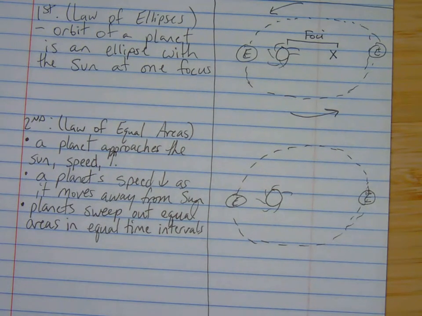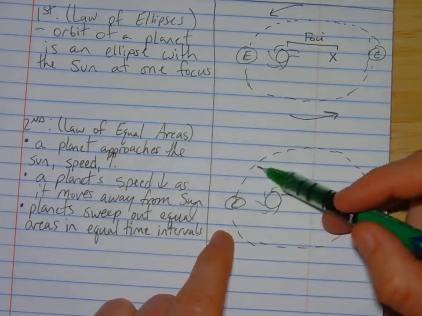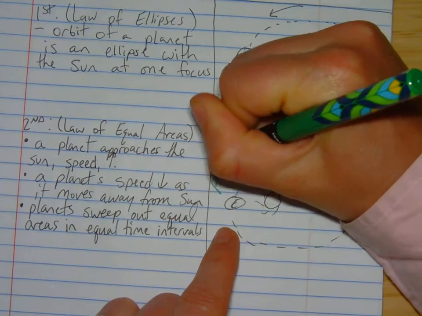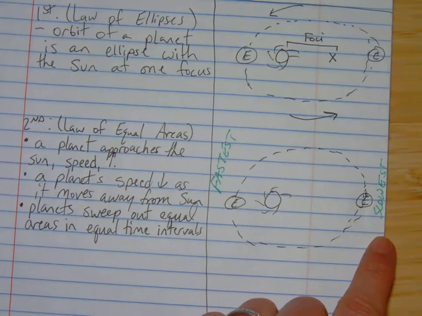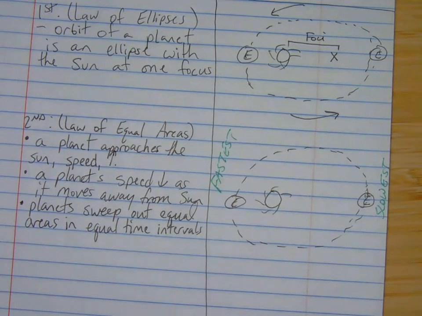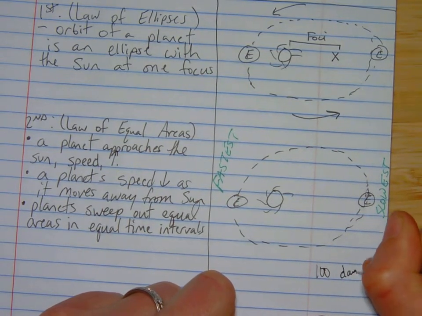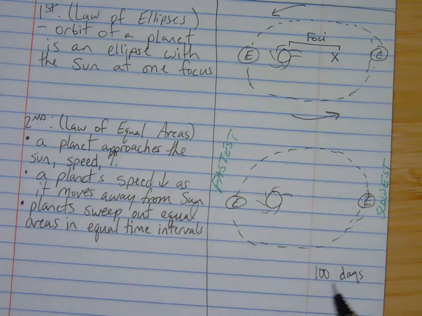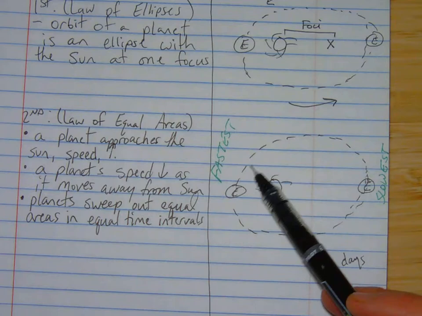So think about what we know from the first part of this law, and that is, I'm looking for a colored ink pen here, and I'm struggling to find one. We know from this first part of this law that the Earth is going fastest when it's close, all right? So this is going to be the fastest point. And the Earth is going slowest when it's the furthest away. So that says fastest, that says slowest. Let's say that we want to pay attention to how far this Earth travels in 100 days. Okay, so I don't know, just over 3 months. We want to see how far on the orbital path this Earth would have gone.